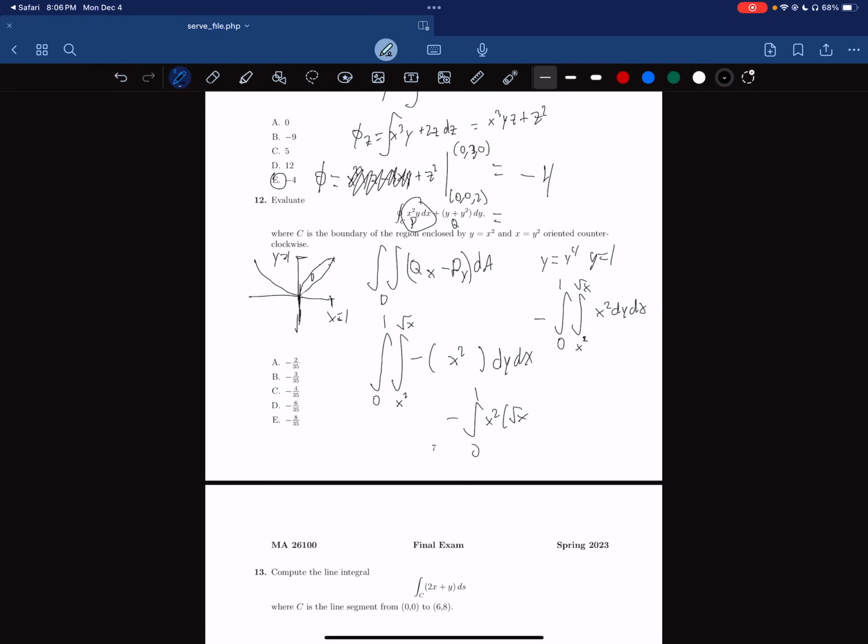Should be a 2. Just make that a little bit clear. Okay, minus x squared dx. And this is really I think the hardest part of the problem, really just getting the integral here. Really it's just the integral from 0 to 1. X squared times root x is x to the 5 over 2.